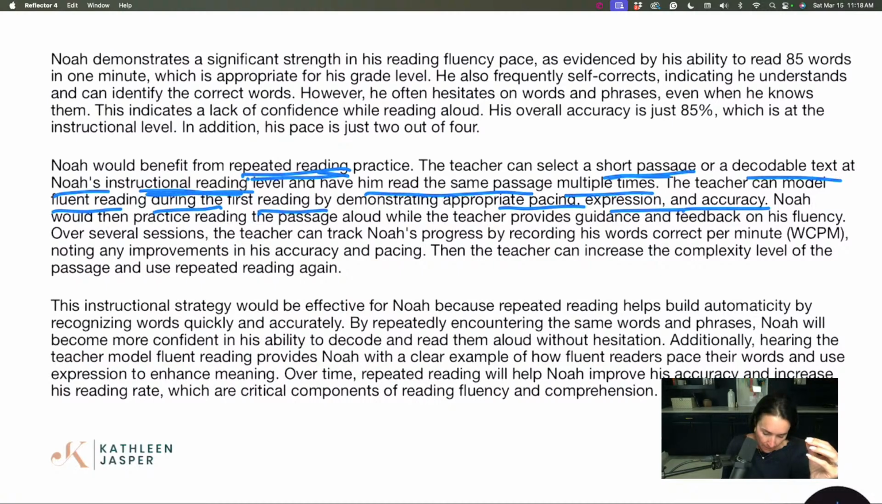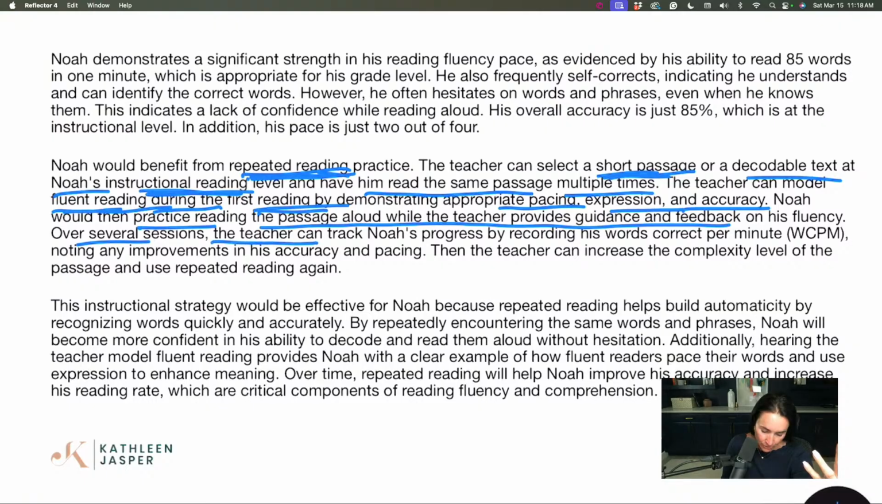Noah would then practice reading the passage aloud while the teacher provides guidance. I'm getting real specific here. You don't have to do all this. You could just do Noah would benefit from repeated reading, define it, and then say the teacher can model the reading, the first read, and then he can read after that and repeat it, right?